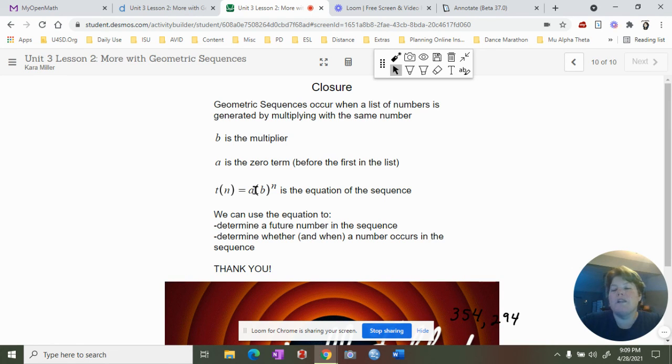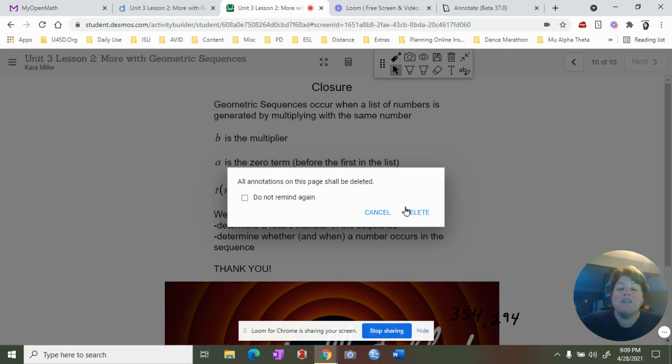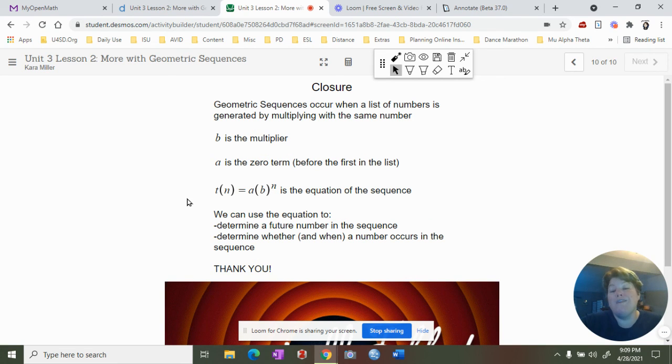But we just want to summarize that this formula, okay, T of n equals our zero term times our multiplier to the power of n. That's really what we use with the Desmos graphing calculator to generate those lists and to look for patterns and to identify those key terms, like finding the 10th or the 20th term in your sequence, or seeing if a number shows up there, okay?